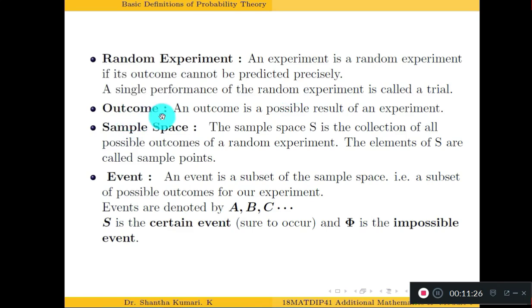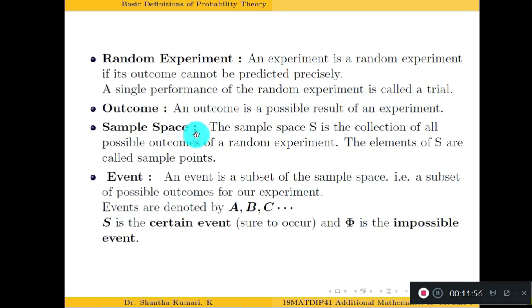Outcome means a possible result of the experiment. So when you perform a random experiment, you are going to get some outcome. When you toss a coin, which are the outcomes? You will get head, H, or you will get tail, T. So H and T are taken as the outcomes of the experiment of tossing a coin once.